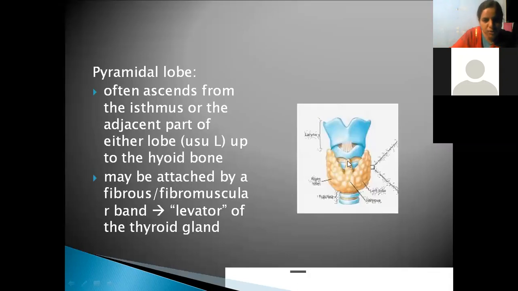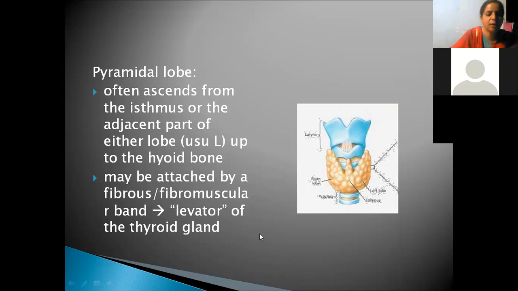So this extra lobe, which may or may not be present, is the pyramidal lobe. If it is present, it often ascends from the isthmus or a part of either lobe up to the hyoid bone. Then it may be attached by a fibrous or fibromuscular band, that is the levator glandulae thyroideae. That means the extra area you see, the further extension from the pyramidal lobe, is the levator glandulae thyroideae.